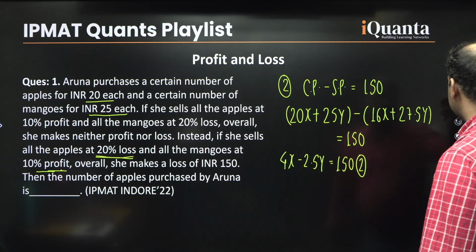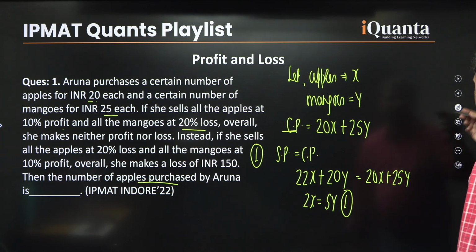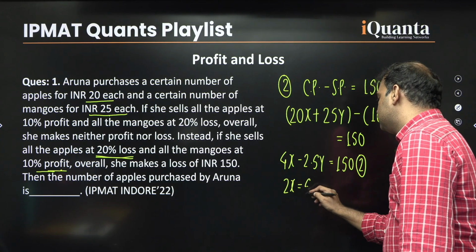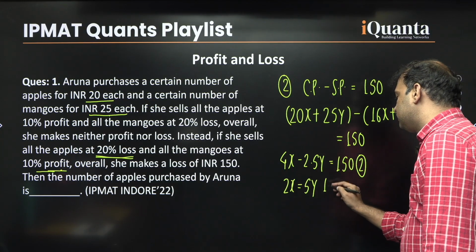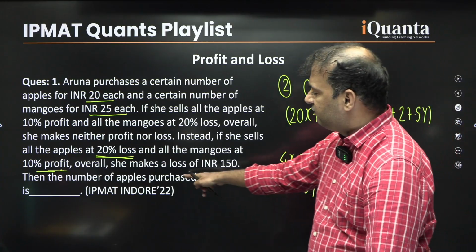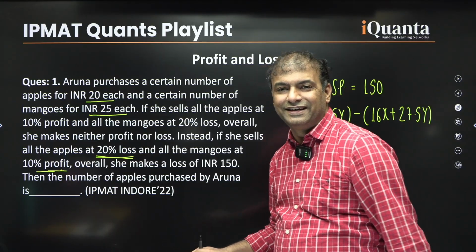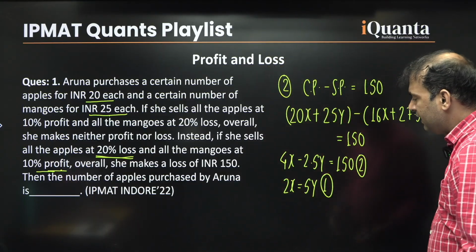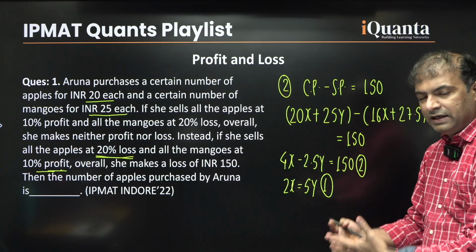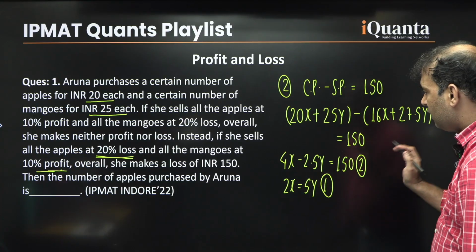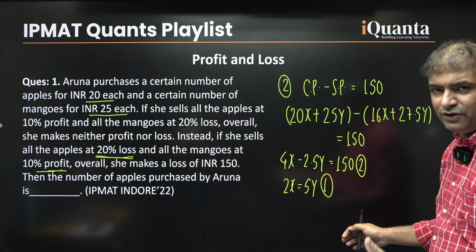The first relation in the last slide is 2x is equal to 5y, and the second relation is 4x minus 2.5y being 150. Remember, guys, the last thing is to find the number of apples, which we have assumed as small x. So basically, we need to find the value of small x. With these two equations, we can easily find small x or small y, both of them. But we are focusing on finding small x first, to save our time.